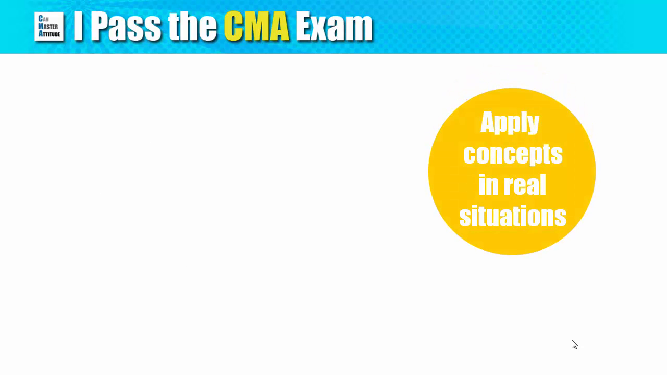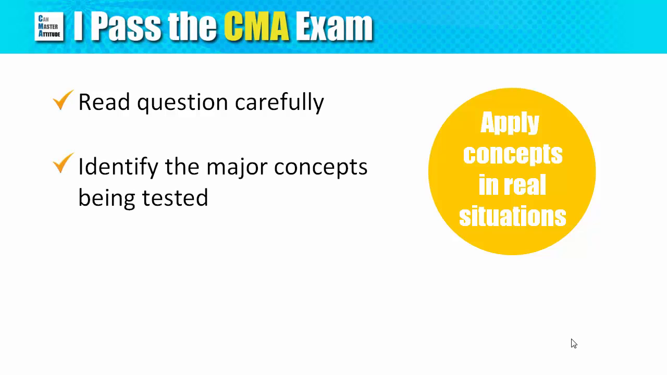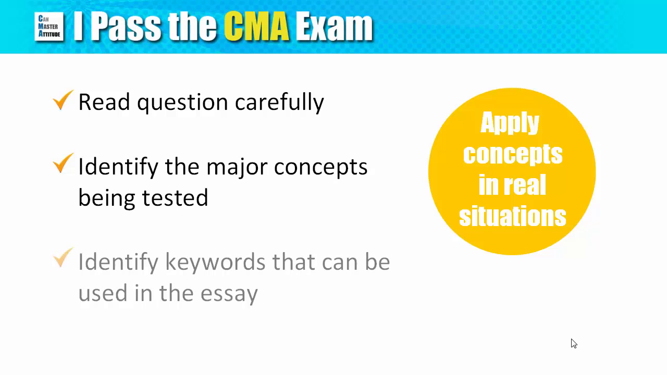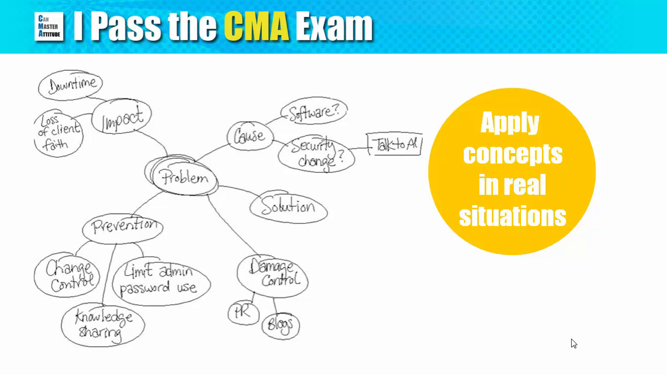Ability to apply concepts in real business situations. Knowing the CMA content-specific facts does not mean you know when and how to apply them. When you're faced with an essay question, you should read each word in the question carefully to understand what the examiner is asking. Identify the major concepts being tested. Identify keywords that can be used in a piece of writing. I use a mind map to brainstorm as many relevant keywords as possible because inclusion of correct keywords can easily help you score points. Other candidates list the keywords in bullet points, which is great too.